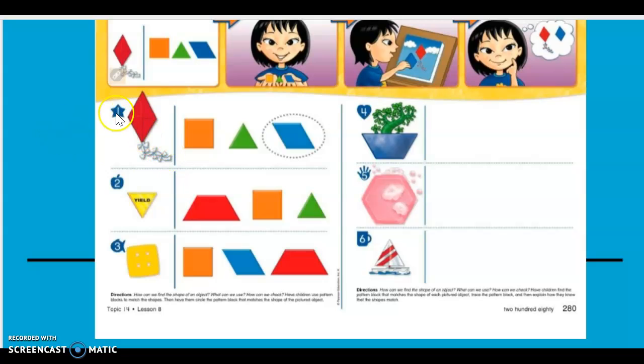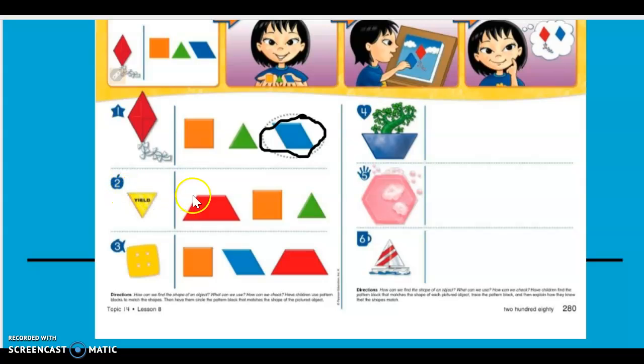Okay, so on this page, we are matching. So for number 1, it's the one that we just did up on top. We have to look at the shape and tell me, which one is this one? So they already circled it. They said the diamond is in the shape of a kite.